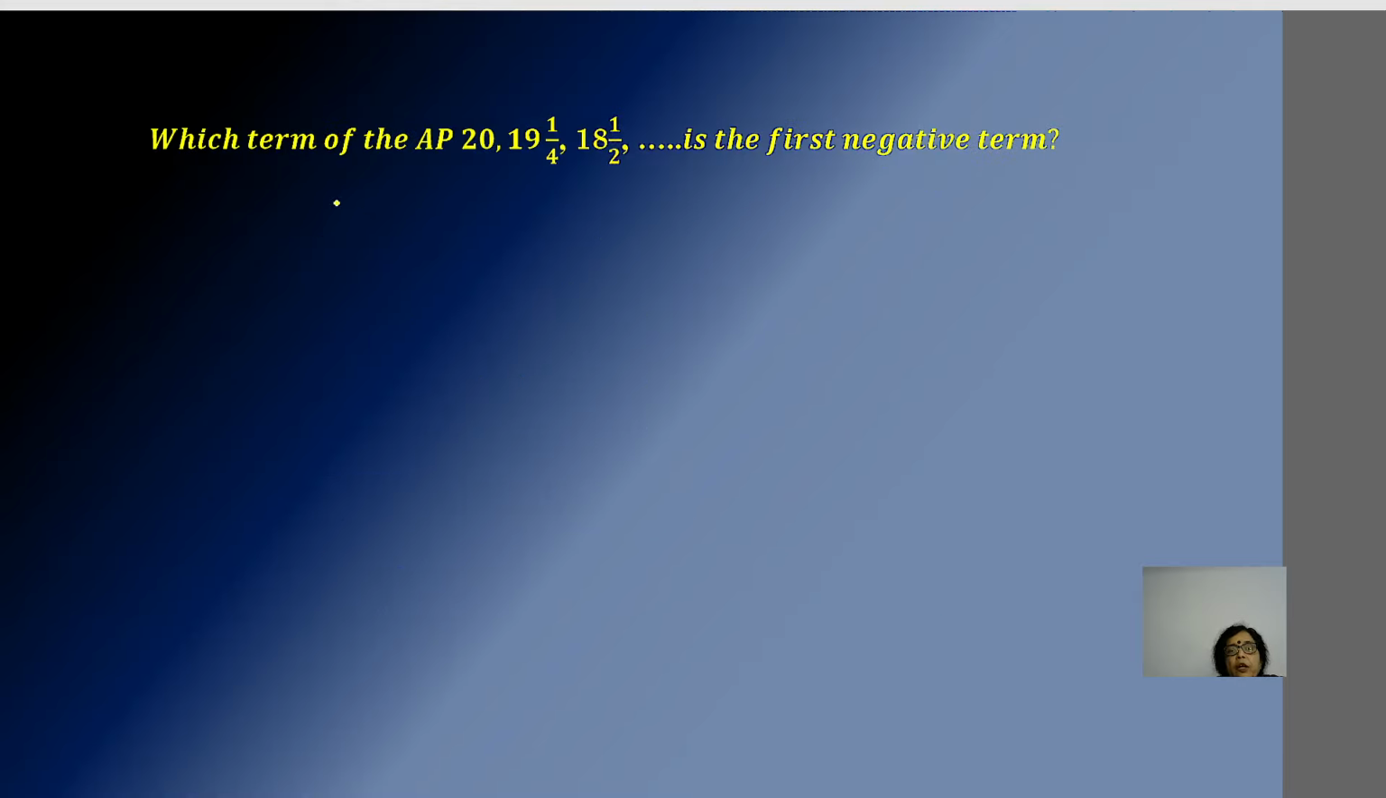Next one is which term of the AP 20, 19 and 3/4 and so on is the first negative term. This is a reducing AP, and after decreasing continuously, we start getting negative terms over here. So here the first term A is 20. Common difference D is minus 3 by 4. It's the first negative term. That means the conclusion that we can arrive at over here is an is less than 0. The first negative term, so an is less than 0.